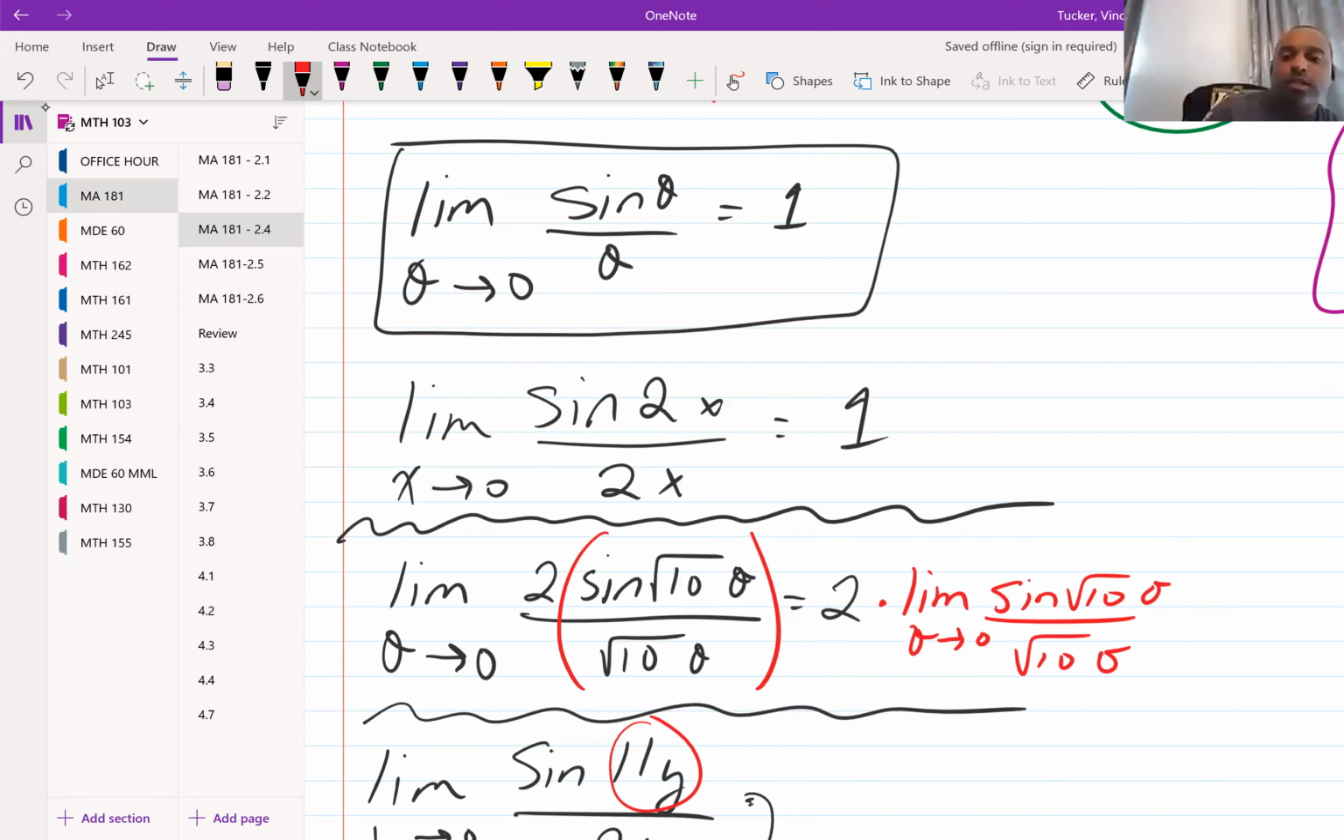Since 2 is a constant, you can pull that to the outside since it doesn't have a variable, because the limit of that as theta goes to 0 is just going to be 2. So now if you just look at this part right here, that's going to be 1. And so the answer would just be 2.